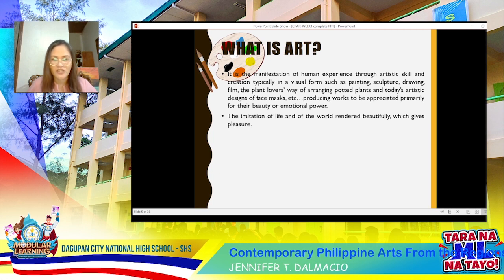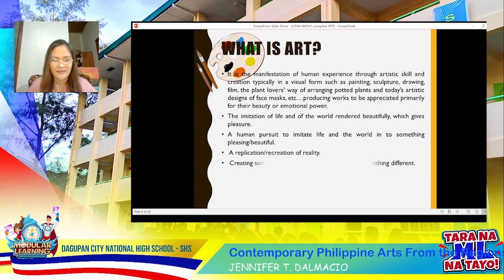Art is the imitation of life as well, and of the world, rendered beautifully which gives pleasure, or a human pursuit to imitate life and the world into something pleasing or beautiful. It is a replication or recreation of reality. It is creating something new, something original, and something different. I remember the books and the stories that we read, the songs that we hear, the films or presentations or performances that we watch. Art is life.